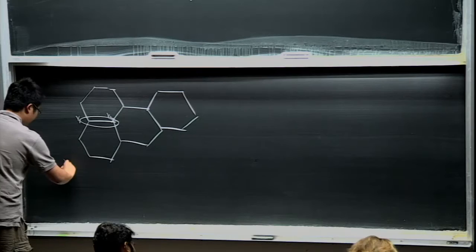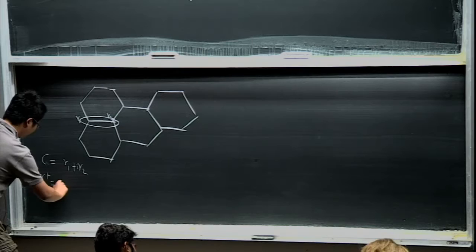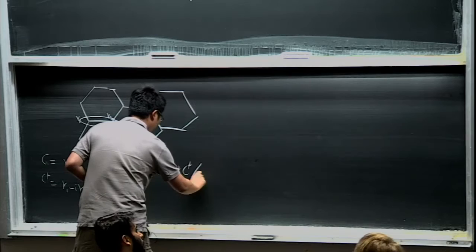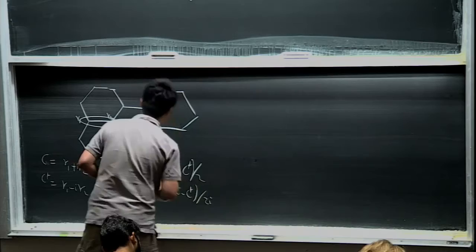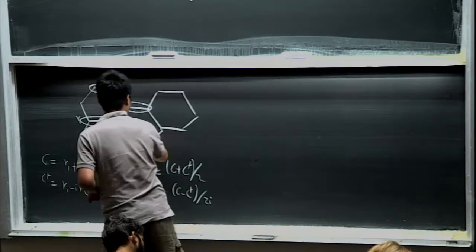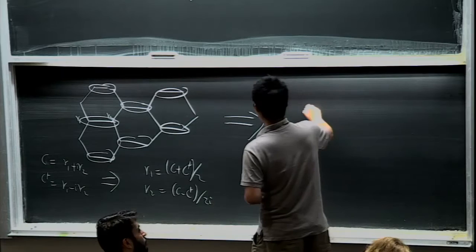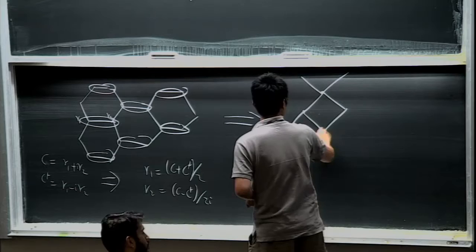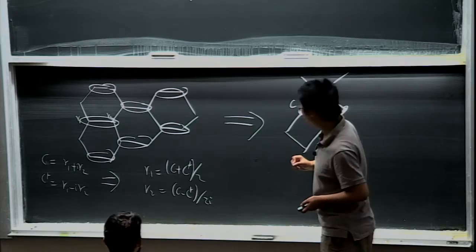I can define the fermion annihilation operator and creation operator like this. So then gamma 1 becomes C plus C dagger over 2. Gamma 2 becomes C minus C dagger divided by 2i. So then, instead of having a honeycomb lattice of Majorana fermions, this rewriting will lead us to a model which is on the triangle lattice, I think. Where each site, now we have electrons on these sites, and each site corresponds to a bond.